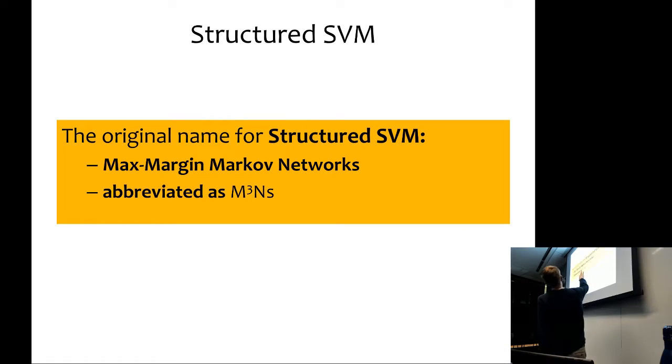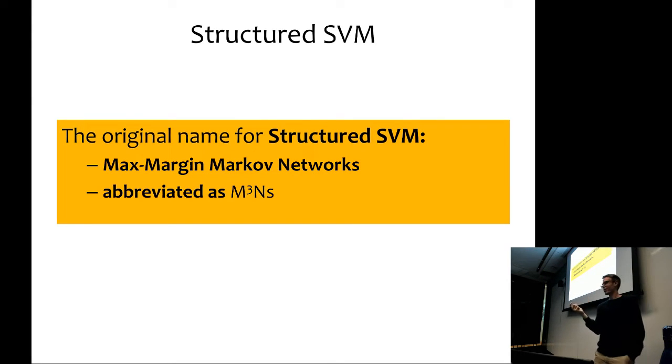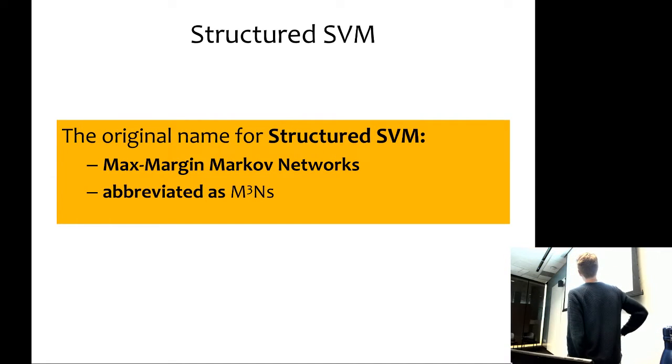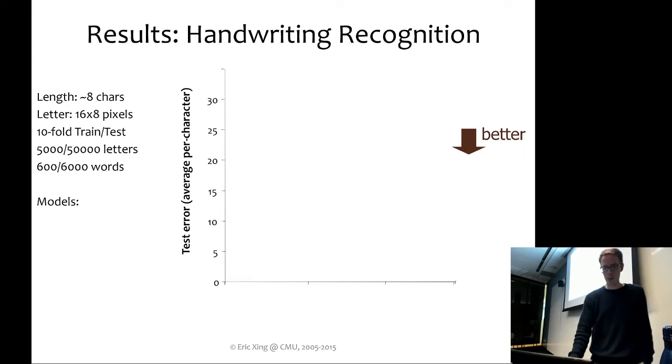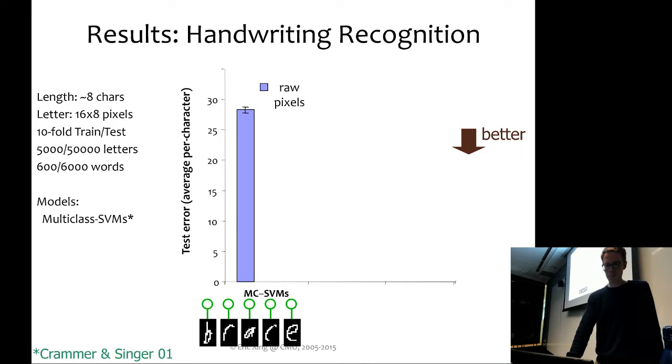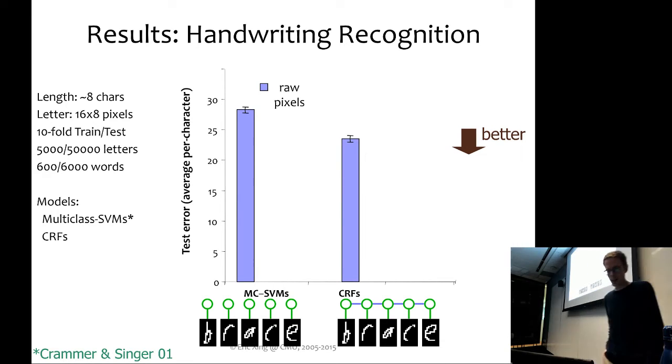So here, an important detail is that the original name for structured SVM was Max Margin Markov Network, which is abbreviated as M3N. But in this class, I think its analogy to structured perceptron is so strong that it's easier to just think of it in the name that we've been using. But this name shows up in the literature and as well on these slides.